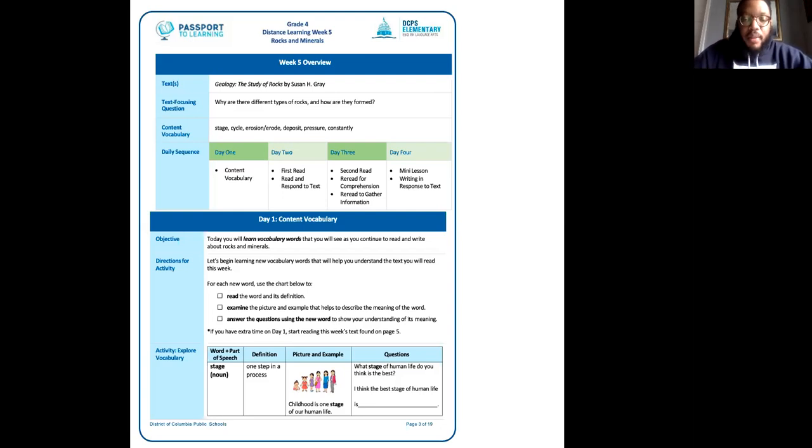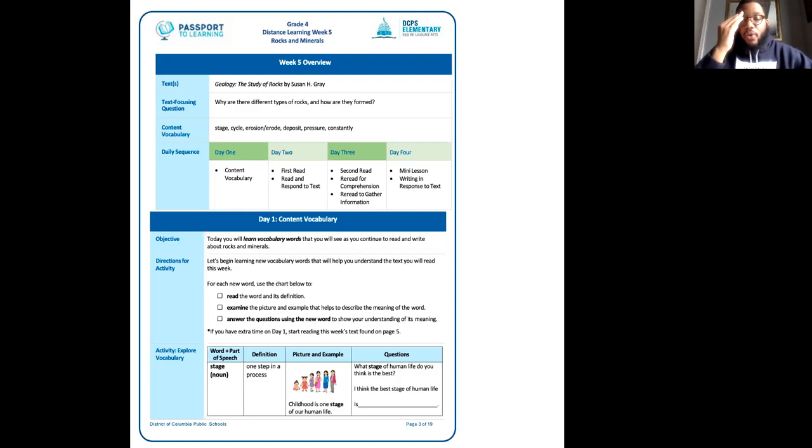For example, in the picture here, you see that there are a row of people, and they look like they are different ages, right? So the sentence they give us here says, childhood is one stage of our human life. So just like the people that are represented here in the picture, they represent a different stage of our lives. And so the sentence says, childhood is one stage of our human life.